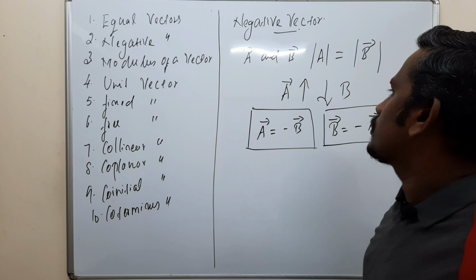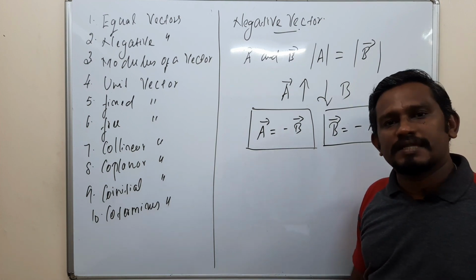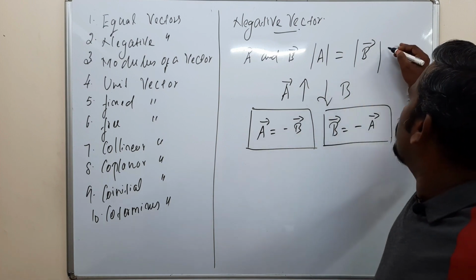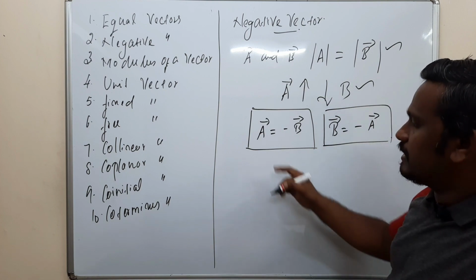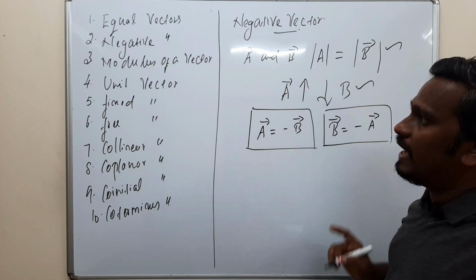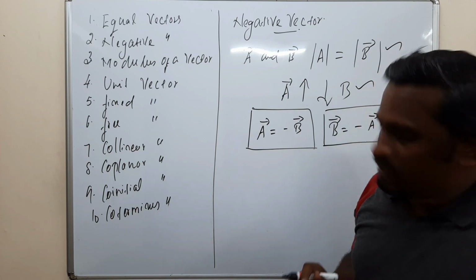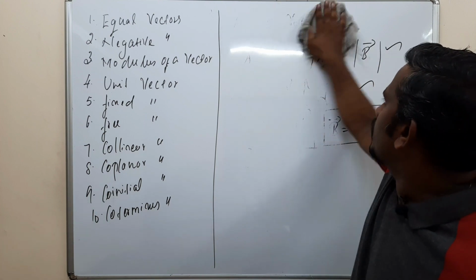So that is the condition. Two vectors have the same magnitude and they are acting in the opposite direction. Then we can say that one vector is the negative of another vector and vice versa. Then third one is modulus of a vector.